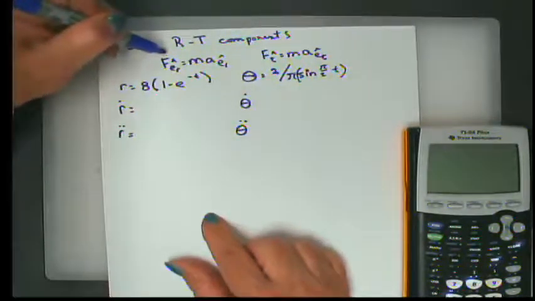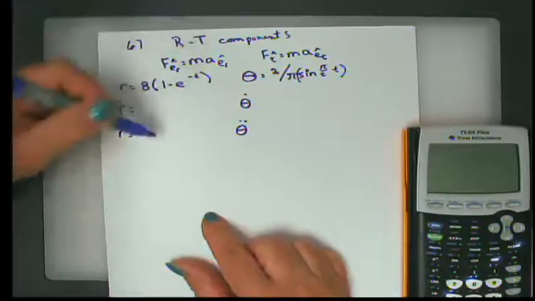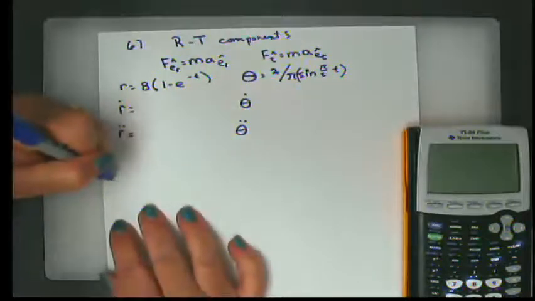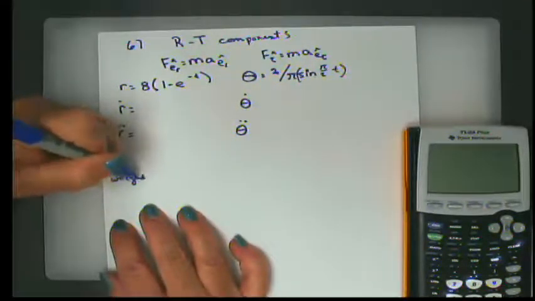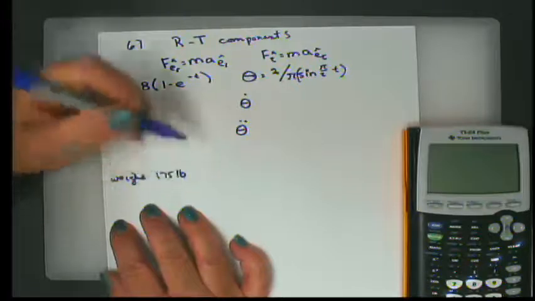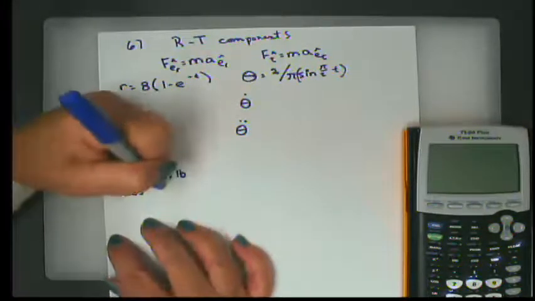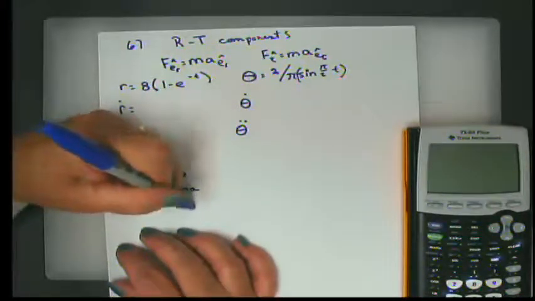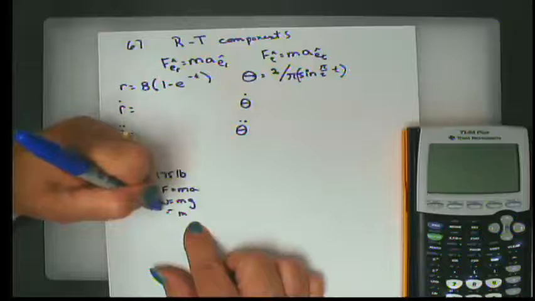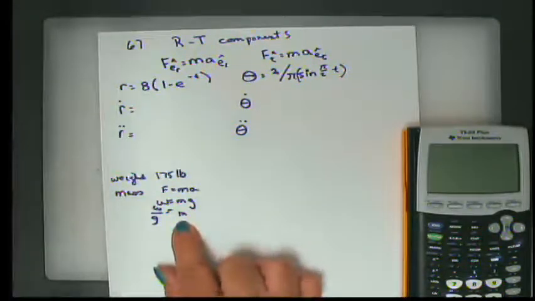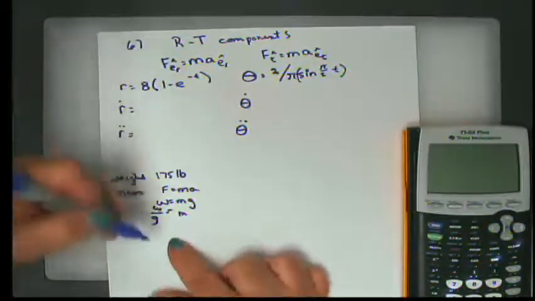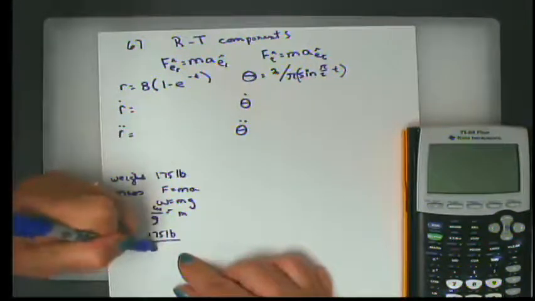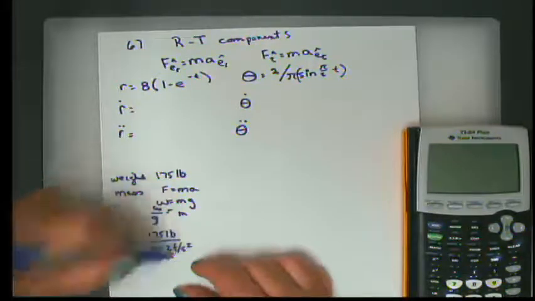Okay, so since the force in this direction is equal to that, we're told that the pilot weighs 175 pounds. So that means that his mass, using force equals mass times acceleration, or weight equals mass times gravity, is going to be his weight over the gravitational acceleration, in slugs. We could just keep it as 175 pounds per 32.2 feet per second squared. Okay?